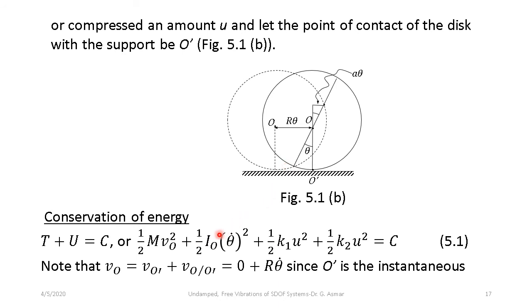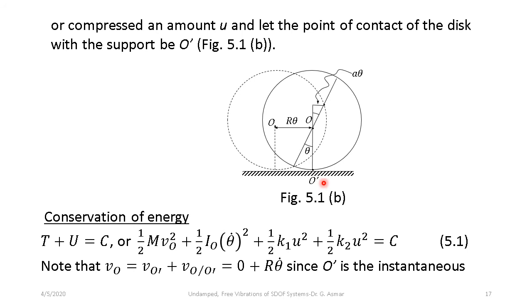You have a translation of the center of mass of the disk and the rotation of the disk at the same time. Note that vO, the velocity of the centroid of the disk, is equal to vO prime plus vO with respect to O prime. That's the relative velocity formula. But vO prime is 0 because O prime is the instantaneous center of zero velocity.